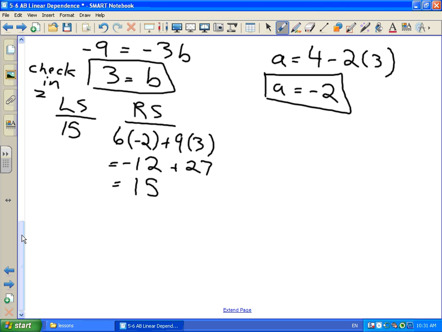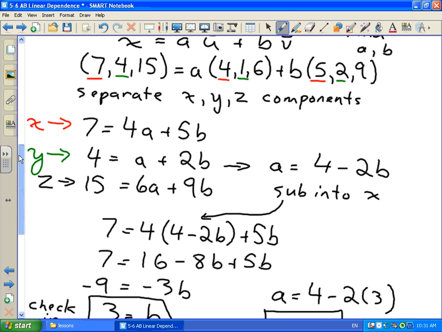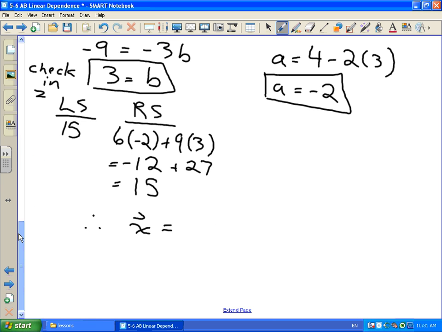So we can sum all of this up by saying that x is going to equal, let's see, we said it was a times u, so negative 2 times u plus 3 times b. Okay. And there we are. There's x as a linear combination of u and v. Make sense?